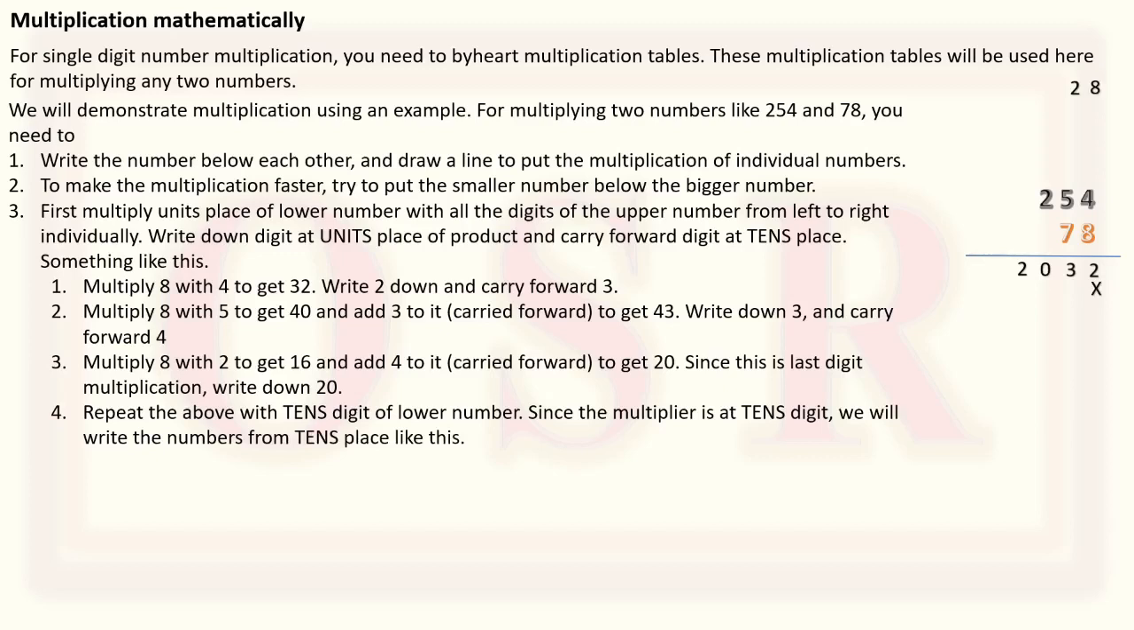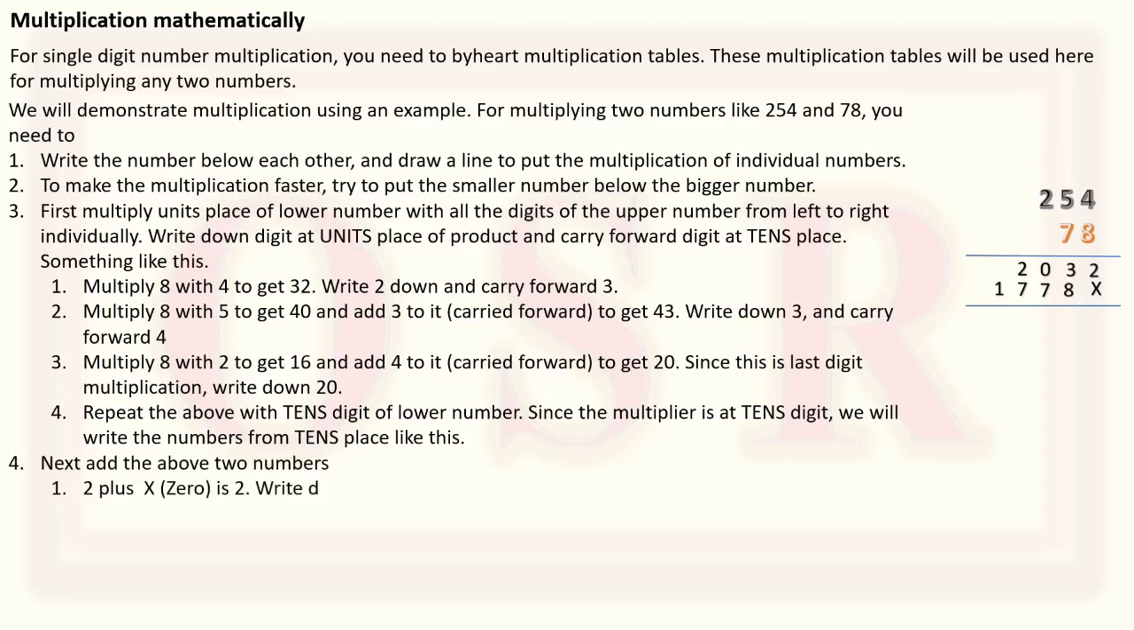So again we will multiply. 7 4s are 28, 2 carry forward. 7 5s are 35 and 2 is 37. 7 comes down and 3 goes as carry forward. 7 2s are 14, 14 plus 3 is 17, right? So we write down 17 like this. Now we draw a line.